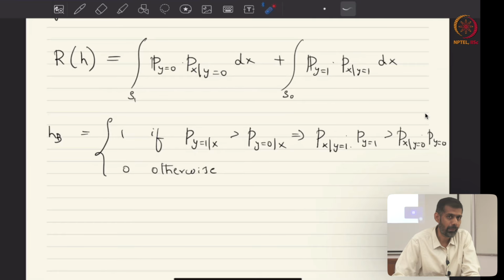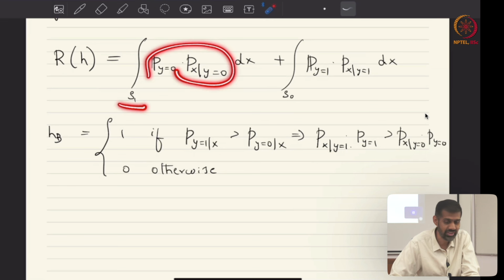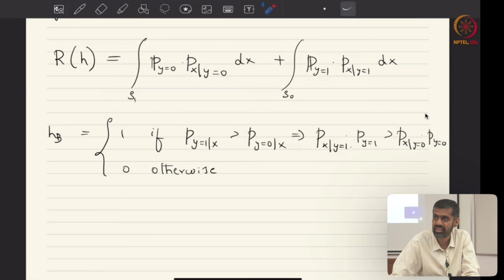Why is that? What is S1? S1 are those cases for which the Bayes classifier, or any classifier, chooses class 1. When does the Bayes classifier choose class 1? When this product is greater than this other product. And whatever is within the integral over the set S1 is the one that is the minimum of these two, isn't it? Shall I repeat?